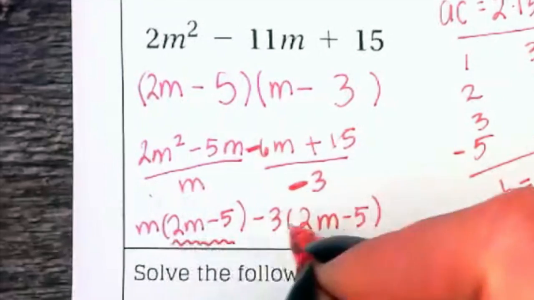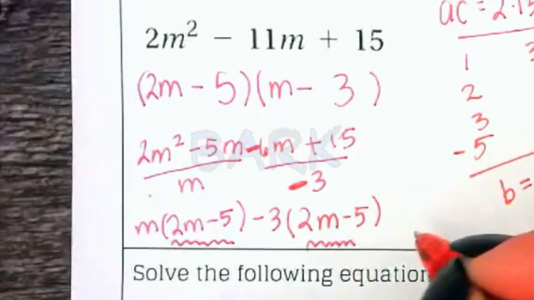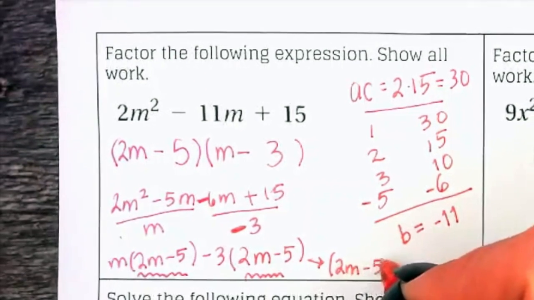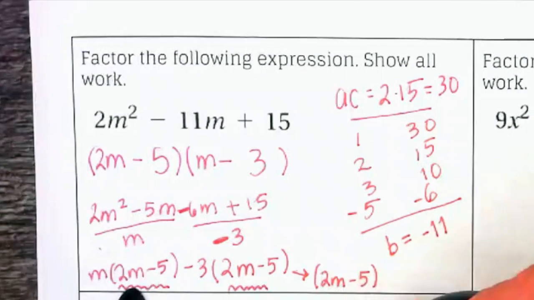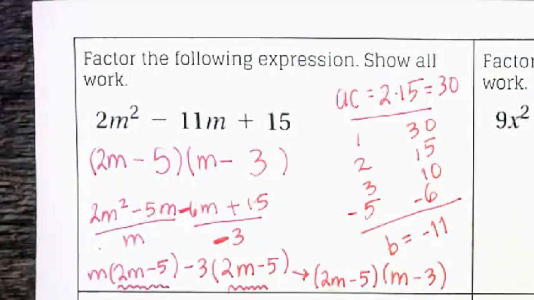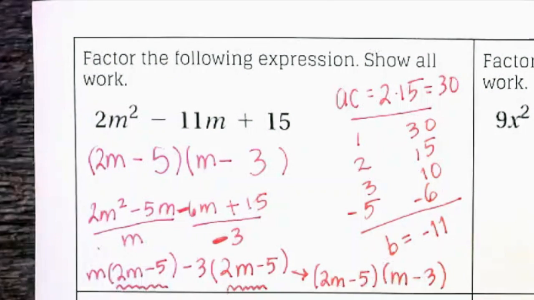2m minus 5 is my new greatest common factor. I'm going to factor that out front, 2m minus 5. If I bring that out front, what's left inside? M minus 3. If you need to do it the long way, definitely do it the long way. If you can jump right to the answer, great, but make sure you know how to do it because factoring is one of those things that just really never goes away.